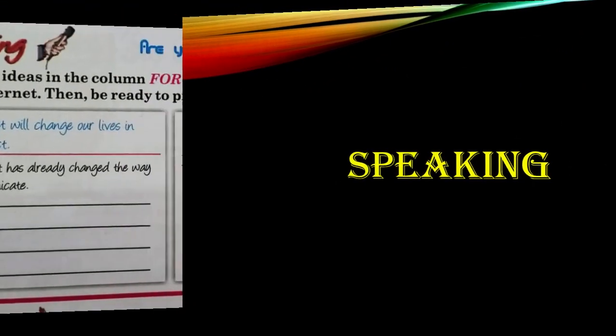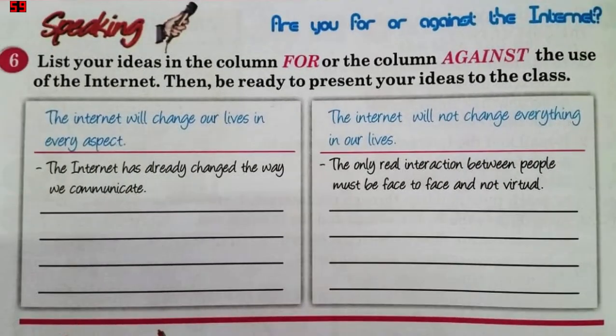Alright, now let's move to speaking. Are you for or against the internet? Are you for or against? List your ideas in the column for, the column against. Write down your ideas, whether you are for or against the use of the internet. Then be ready to present your ideas to the class. You will see a set of ideas on whether you are for or against the internet.